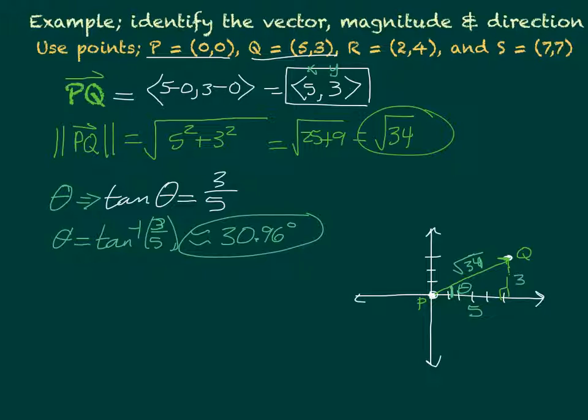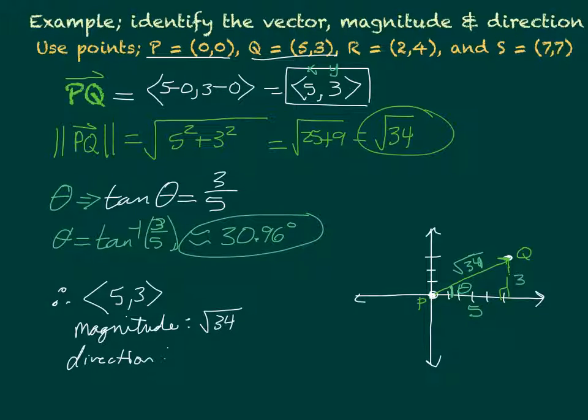So all of this, if we put it all together, our vector is <5, 3> with a magnitude of square root of 34 and the direction of theta is 30.96 degrees.